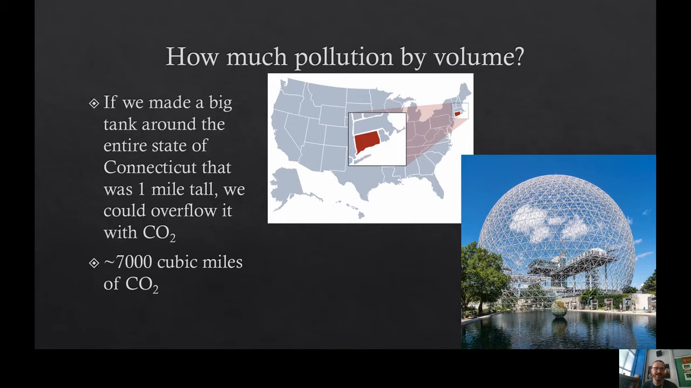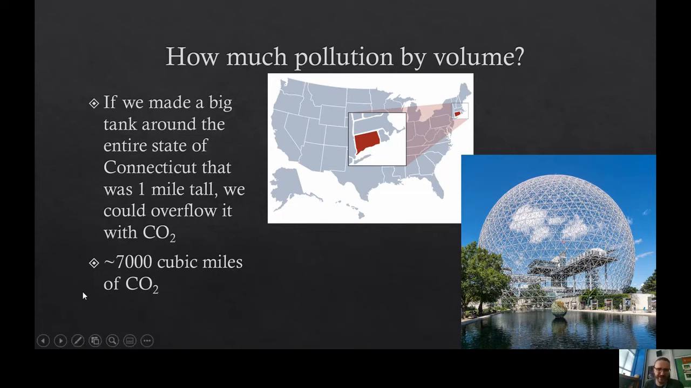A cubic mile would be if we made a big giant cube, 1 mile by 1 mile by 1 mile, so a giant block, and we had 7,000 of those, filled them up with carbon dioxide and then released them. That's how much we do each year.